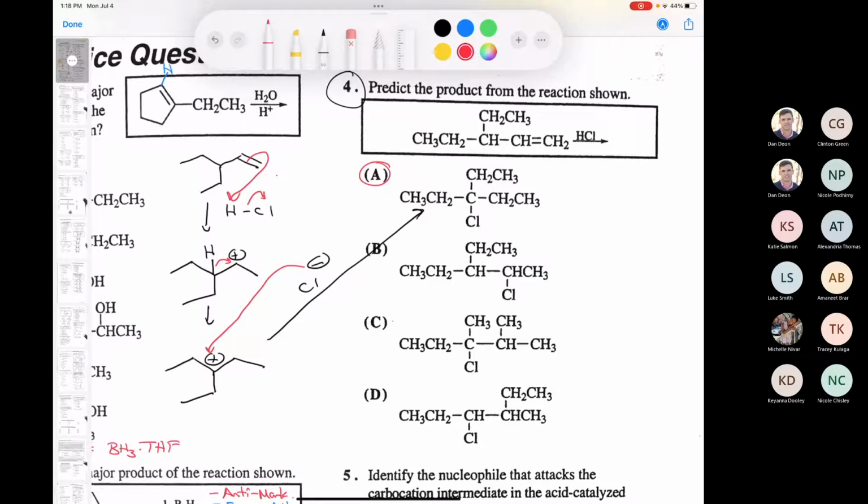So make sure you're able to draw a mechanism of a hydrohalogenation, in that you understand carbocation rearrangements and when they occur, so that you're able to predict the major product of a reaction like this.